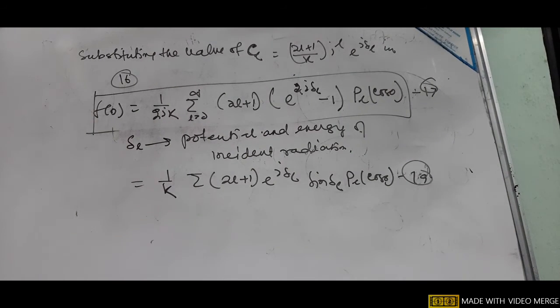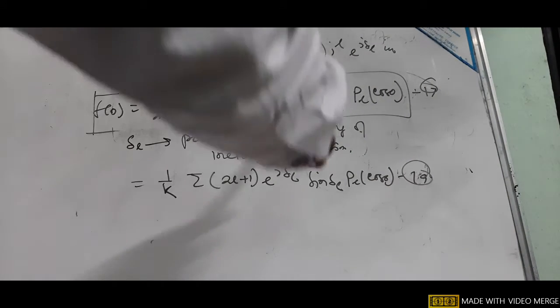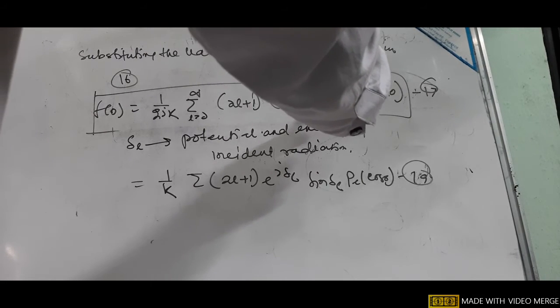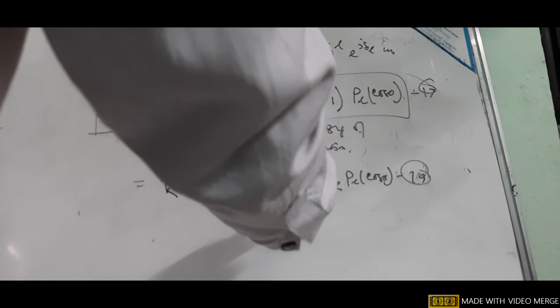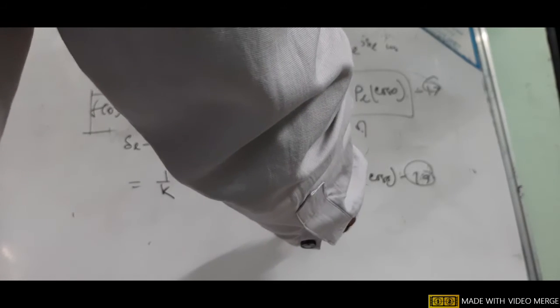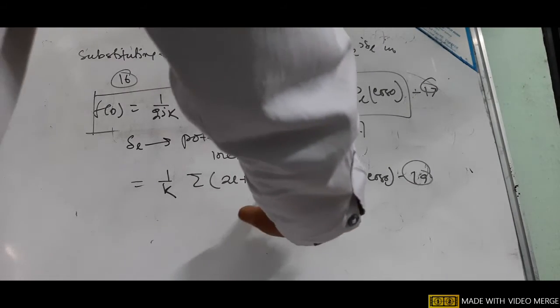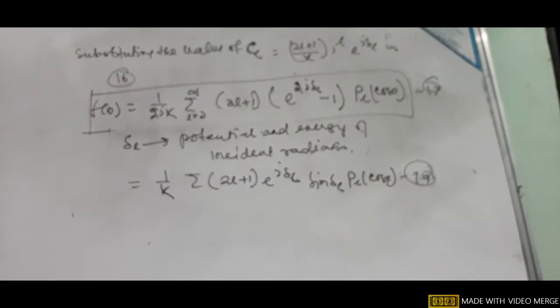So how is it written? This is e to the power I delta L sine delta L. If you take e to the power I delta L outside, here it will be e to the power I delta L minus e to the power minus I delta L. If we expand it, it will be cos delta L plus sine delta L. So you will be getting e to the power I delta L into sine delta L into PL cos theta.